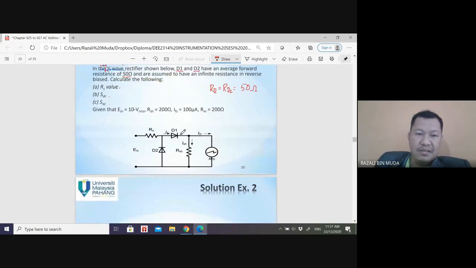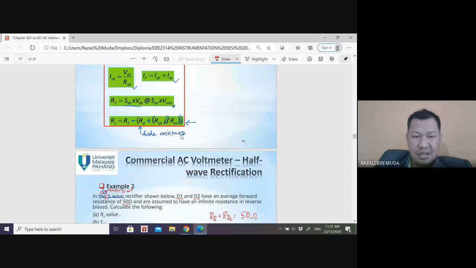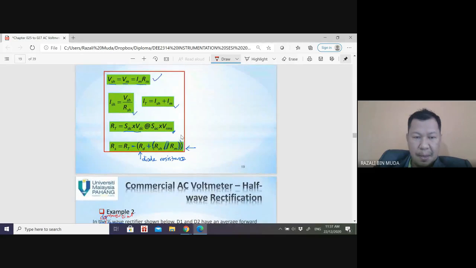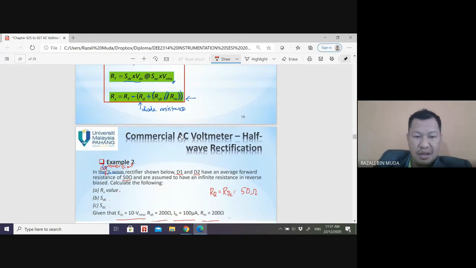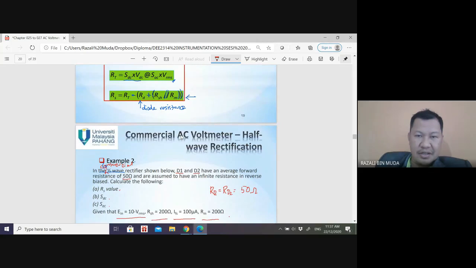Given that E is 10 volt, RSH 200, IFS 100, RM is 200. Solve this equation. You can try using this equation. RS using this equation straight away. Okay, let's see. RSH is equal to RT. RT is not given, so you need to calculate RT. RD is 50, RSH given, RM given. So what is RT?